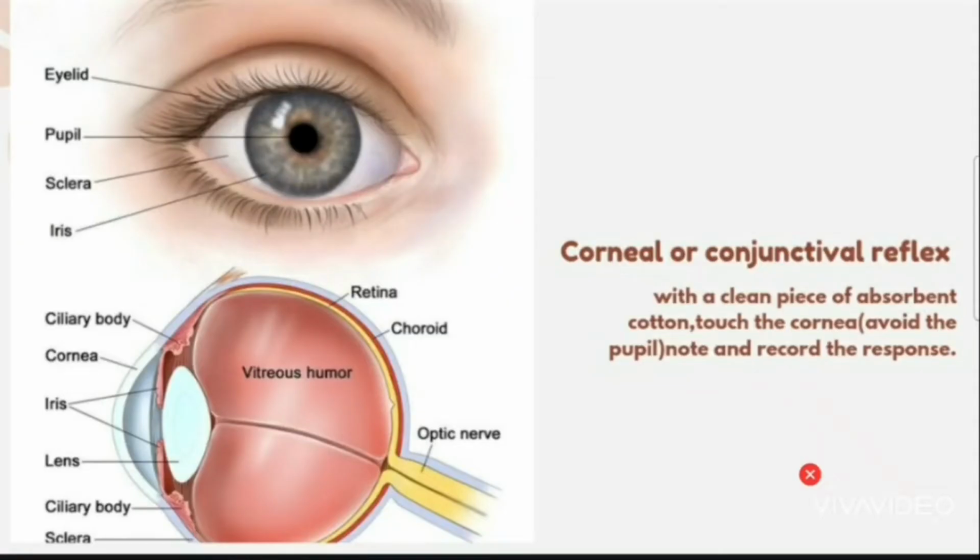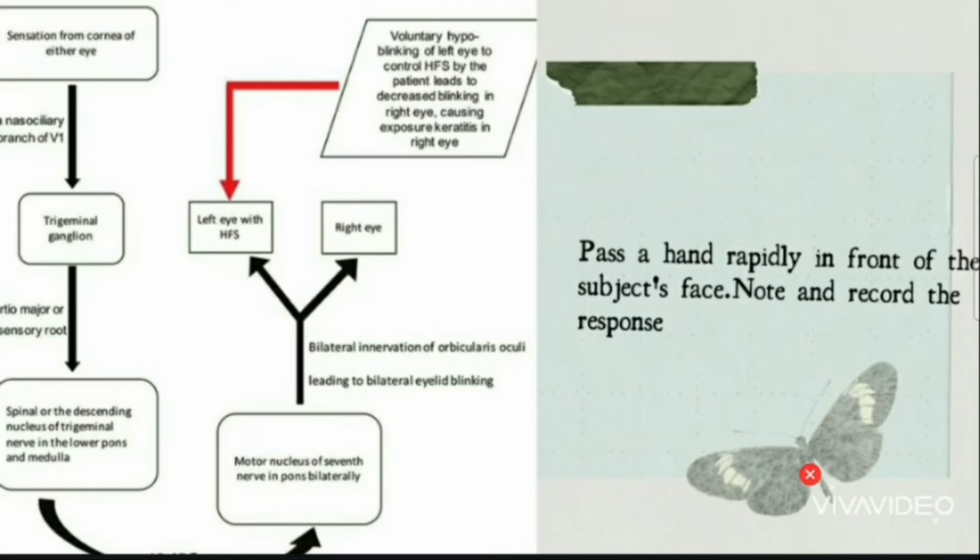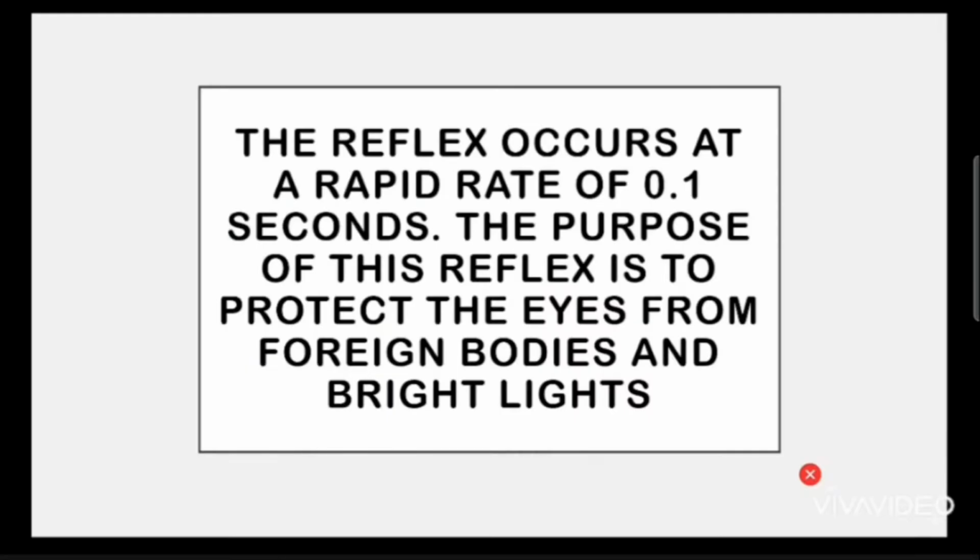Corneal or conjunctival reflex: with a clean piece of absorbent cotton, touch the cornea by the pupil. Note and record the response. This results in pain that causes blinking of the eyelids. Pass a hand repeatedly in front of the subject's face. Note and record the response.